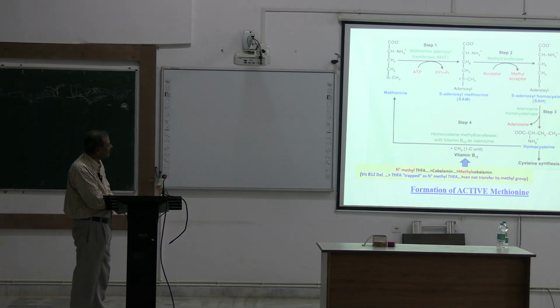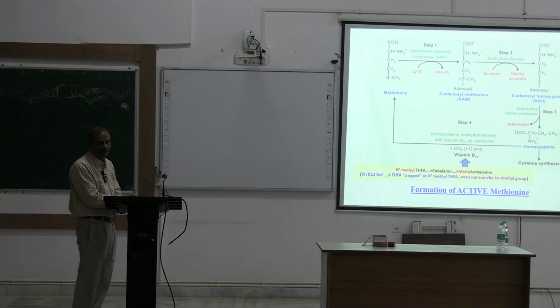So, homocysteine, what is happening? We require 1 more carbon to be attached and then this will form methionine. This 1 carbon methyl will be added with the help of vitamin B12. So, homocysteine methyltransferase will be there. N5-methyl tetrahydrofolate, 1 carbon will be required. It will be provided by N5-methyl tetrahydrofolate through cobalamin to methylcobalamin, and this will be provided along with vitamin B12. So if vitamin B12 deficiency is there, this will not be formed.